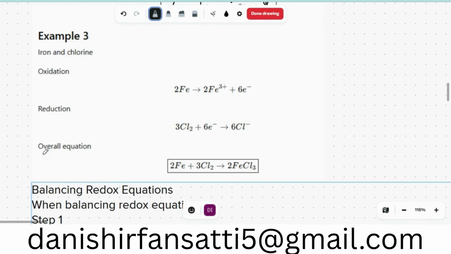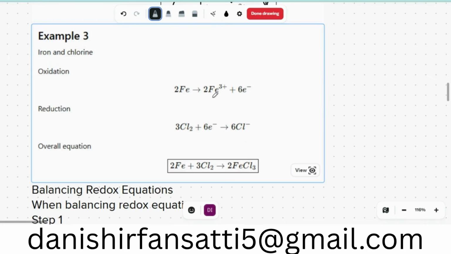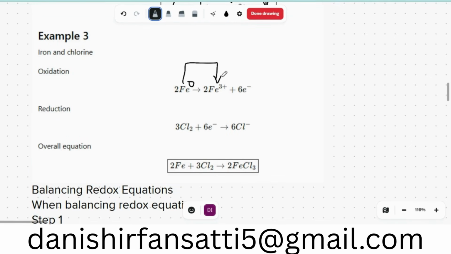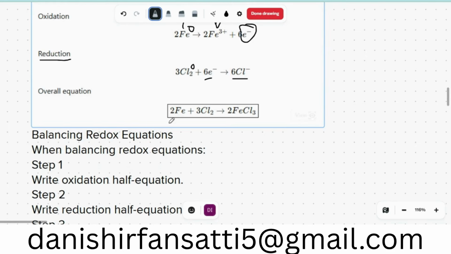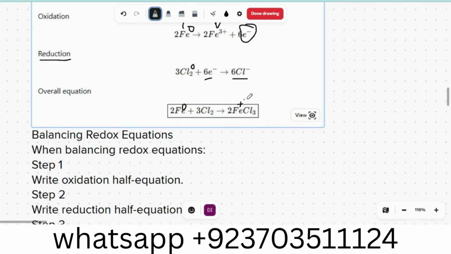Example 3, iron and chlorine. So what is happening here? Iron has a zero charge here, and iron will lose 3 electrons and become Fe3+, that is oxidation because 6 electrons are lost. What is happening at reduction? Chlorine is Cl2, which means it has zero charge. It gains 6 electrons, 3 chlorines, and becomes 6Cl-. Iron goes from 0 to plus 3, whereas chlorine is 0 here and becomes minus 1.